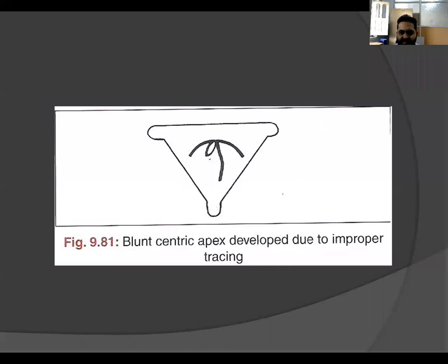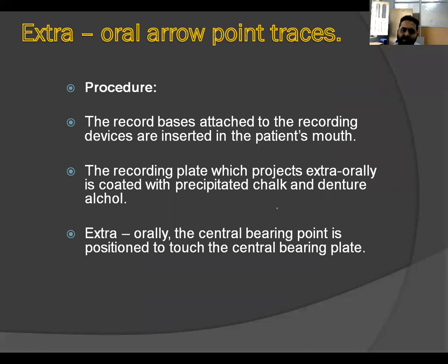Okay, the same thing is done with the help of a blunt apex, centric apex, which will give you this type of relation, but it will be an improper tracing. Your tracing should be like this, okay, not like this. Okay. Now come to the extraoral. Now come to the extraoral arrow point tracings.